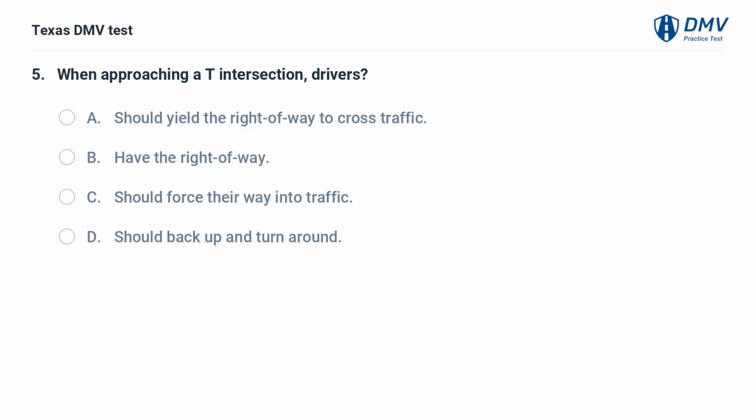When approaching a T intersection, drivers: A. Should yield the right of way to cross traffic. B. Have the right of way. C. Should force their way into traffic. D. Should back up and turn around.